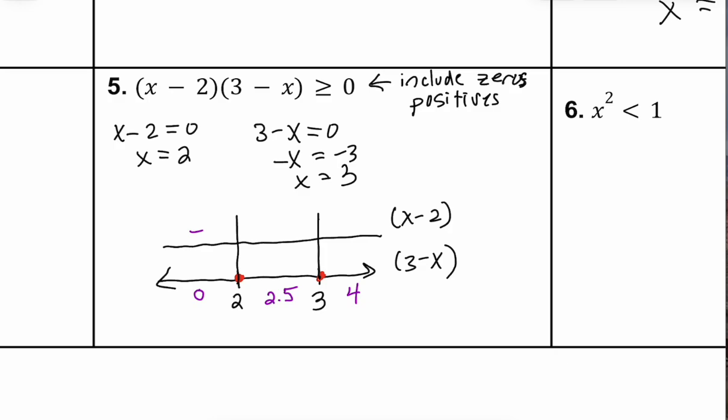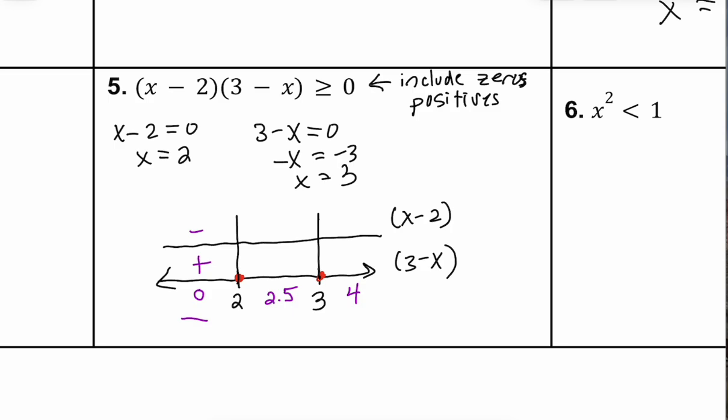If I plug 0 into the bottom, 3 minus 0 is a positive number. And then I'm going to record what happens when I multiply those things. Well, a negative times a positive is a negative. So that region of our graph would be below the x-axis if we were to look at the actual graph.